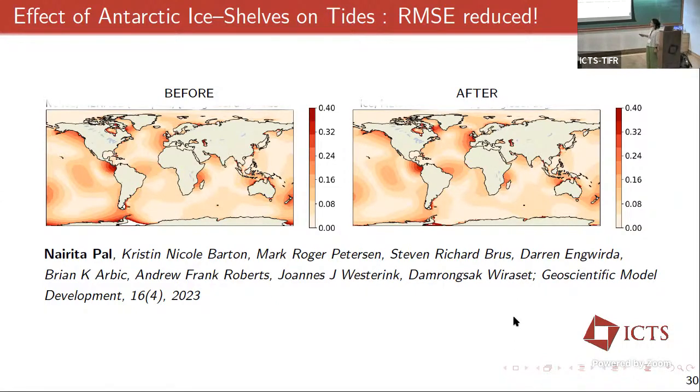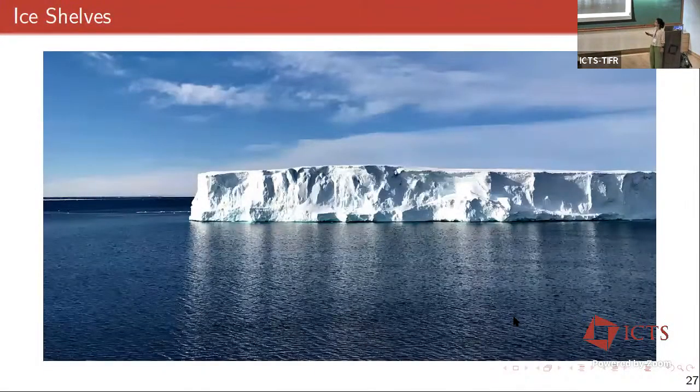You can see that there are high errors around Antarctica. This is Antarctica, the southernmost part of the world. There are high tidal errors around Antarctica in our model. Now, why is that? In Antarctica, there are many ice shelves. These are huge structures, about tens of meters high, I think about 100 meters sometimes. These are ice shelves, and they just project into the ocean.